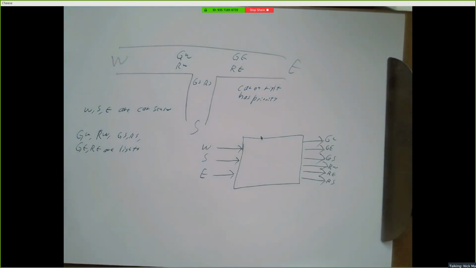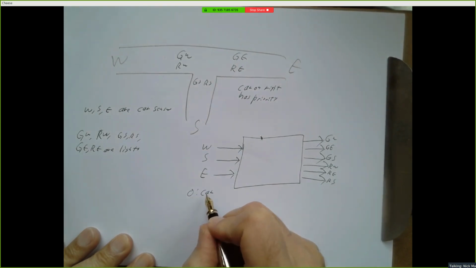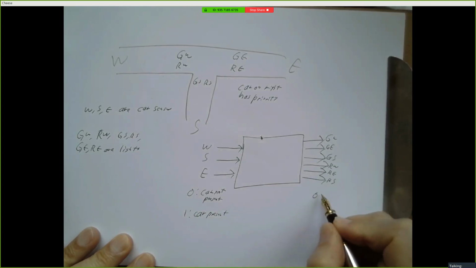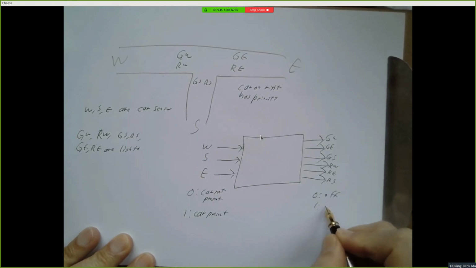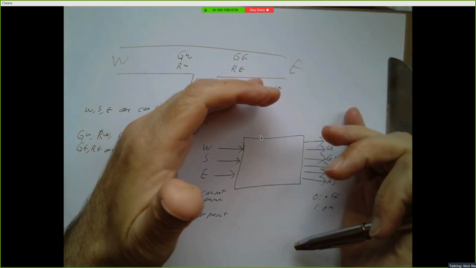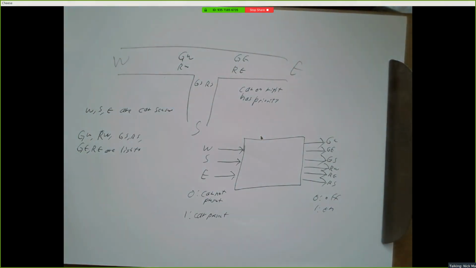And then indicate what a 1 and a 0 means. So 0, car not present. 1, car present. 0 off, 1 on. Alright, so that's a complete system diagram. Okay? This part right here. This is the problem definition, this is the system diagram.